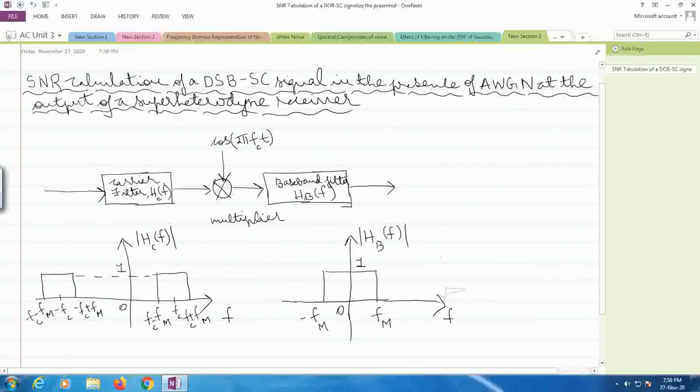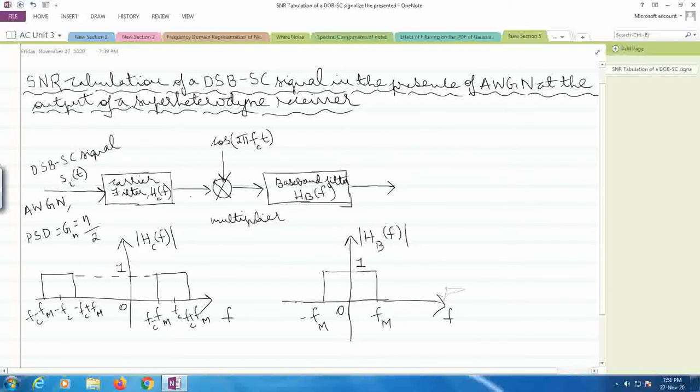Alright, so let us also simply mention the input to the carrier filter. It is nothing but a DSB SC signal, and besides this DSB SC signal we have additive white Gaussian noise, with the power spectral density equal to Gn, which is obviously eta by 2. Let me also denote the DSB SC signal as Si of t.